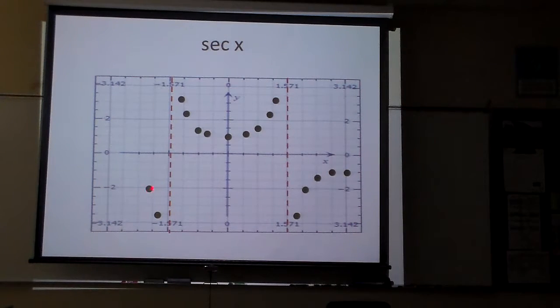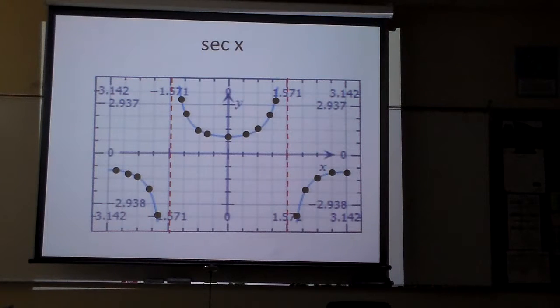That point right there would be negative 2 pi over 3, which is negative 2. Negative 3 pi over 4, right there, which is negative 1.414. Then we're going to be getting closer to negative 1. And we hit negative 1. And you can see that's what a secant graph looks like. It looks a little bit like the cosecant graph.